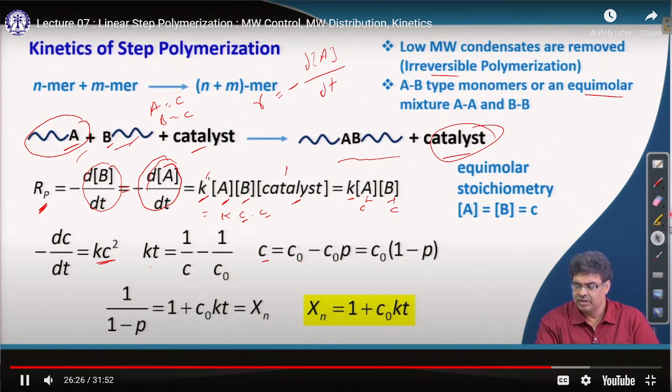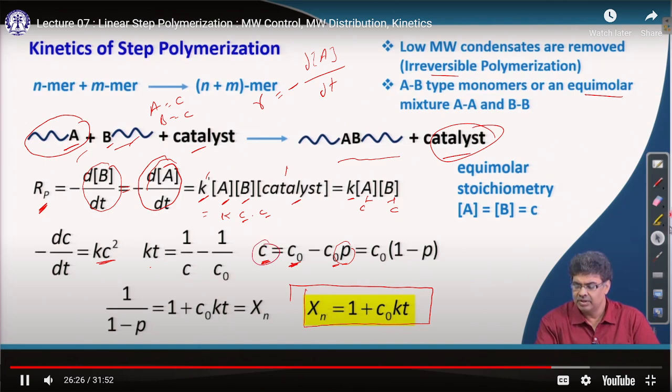Okay, if you further solve it, finally you will be able to find this degree of polymerization equation. Xn is equal to 1 over (1 minus p)... if you solve it, you will be able to find it easily. It is not a big problem, because how will you write C? C is C0, meaning initial concentration minus C0 times the conversion. So the conversion, if you multiply it with the initial concentration, you will be able to find C.